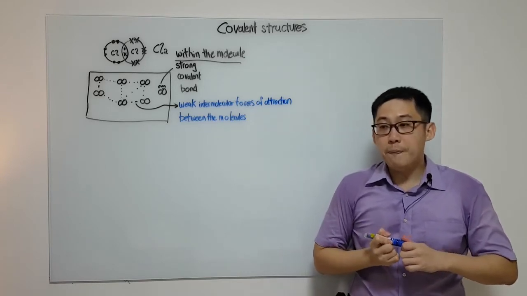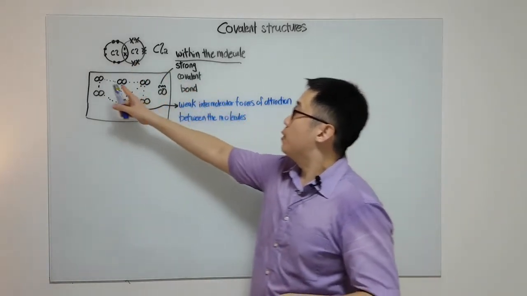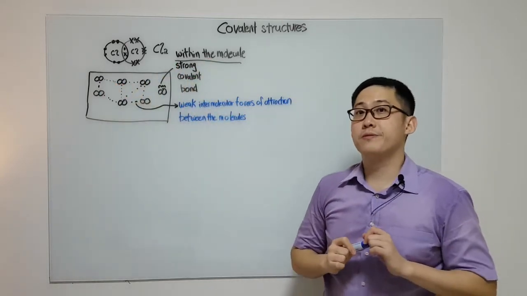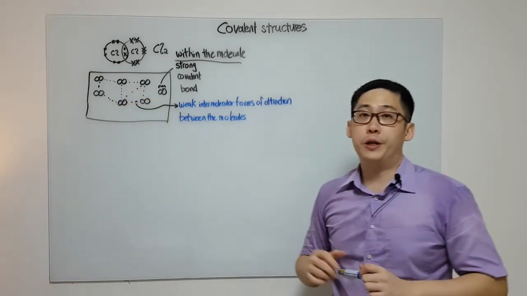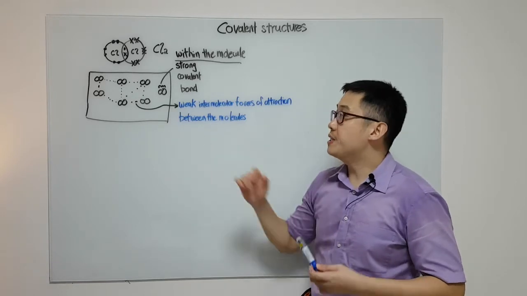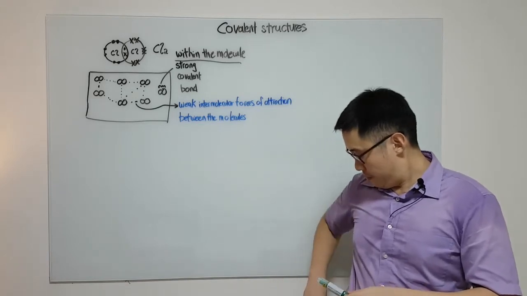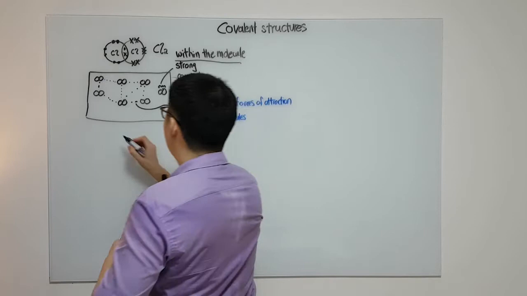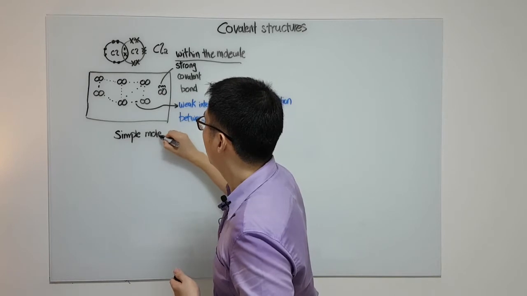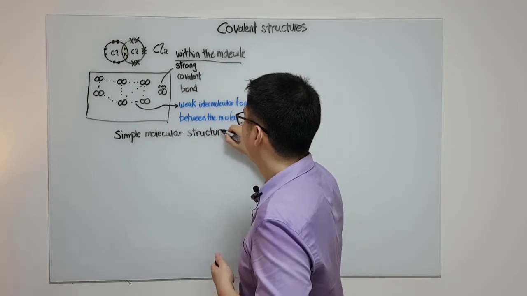Now, when this kind of structure is in place, we have within the molecule itself strong covalent bonds. Between the molecules, there are weak intermolecular forces of attraction. When this kind of structure happens, this is what we call the simple molecular structure.